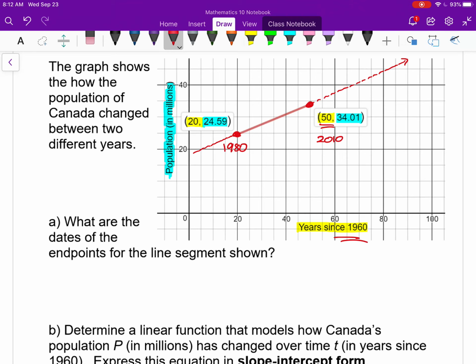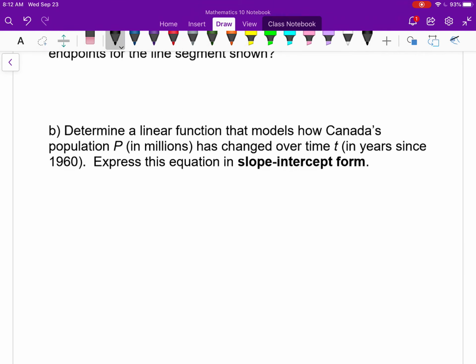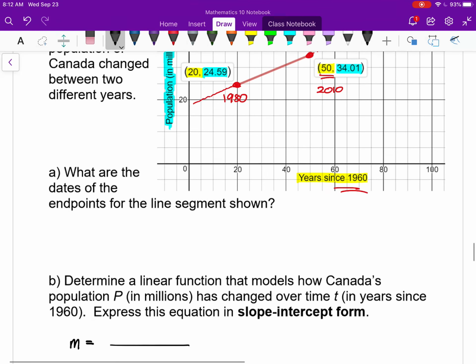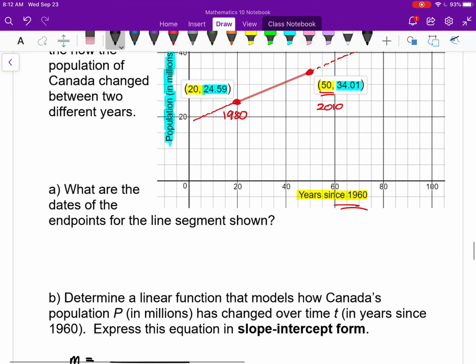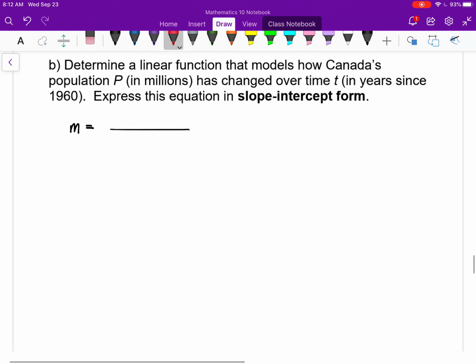And to find the equation of any line, I need a point. Well, I have 2 points. I need the slope. And I have 2 points here. I can find the slope. So let's start by finding the slope of this line up here. So to find the slope, I need to find the y2 minus y1 over x2 minus x1, or the vertical change divided by the horizontal change. In essence, for my slope, I need to go 34.01 minus 24.59 in the numerator over 50 minus 20.